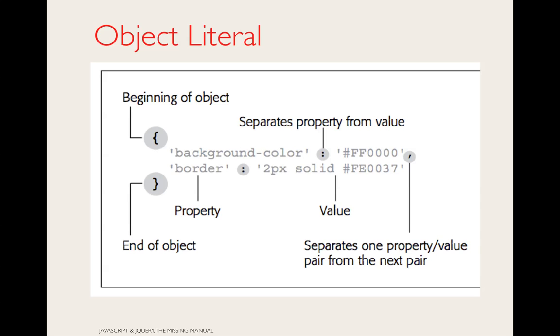Now, object literals, here's another visual of how this works. You have the beginning of an object, curly braces. You have the separators, which are colons, and then on the left-hand side you have properties, on the right-hand side you have values, and if you have more than one, you separate them with commas.